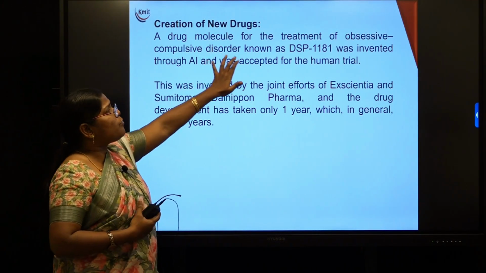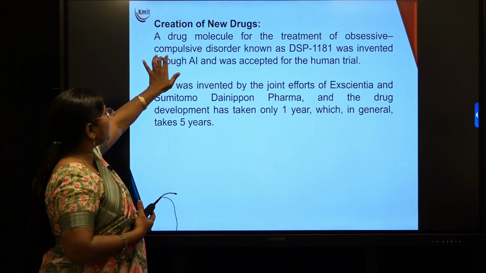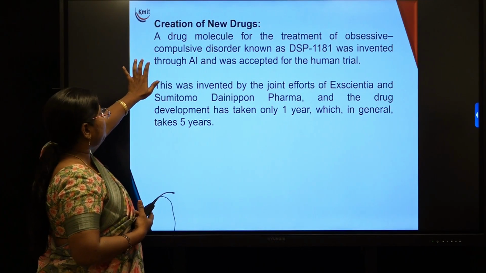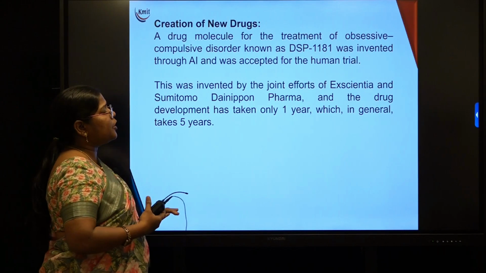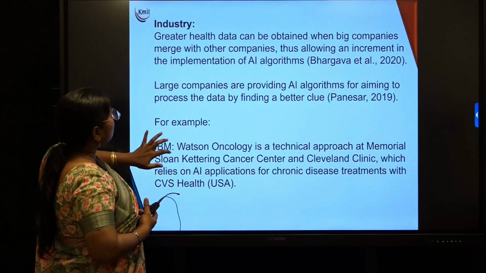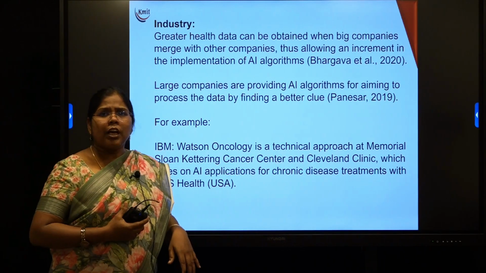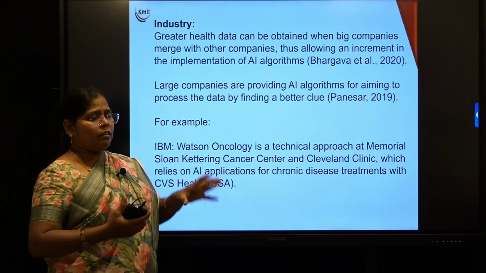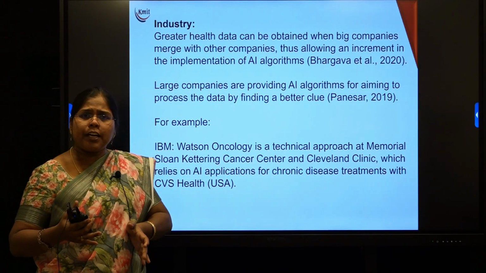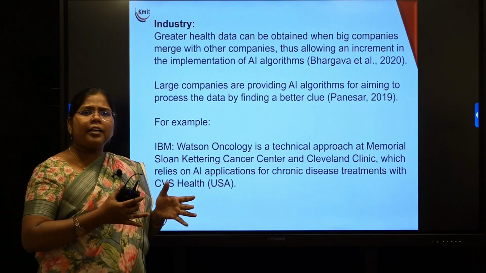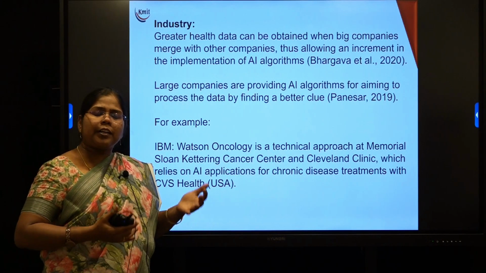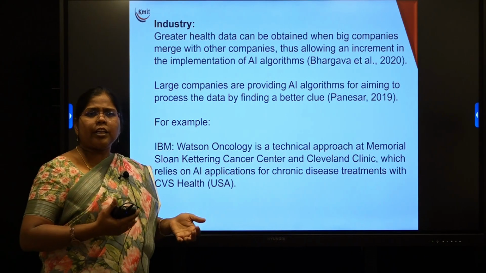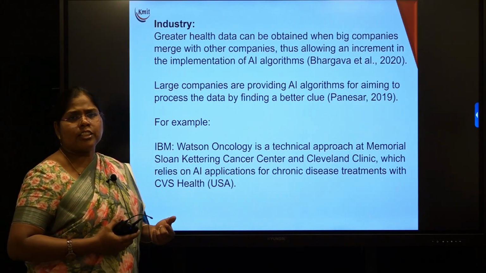A drug molecule for the treatment of obsessive compulsive disorder, known as DSP-1181, was invented through AI and was expected in human trials. Later they started in industries, where there is less data for one company and other data for another company. So they started creating a lot of data sets so that they can increase the training data for more effective training. Later they tested it and used it to classify the models.